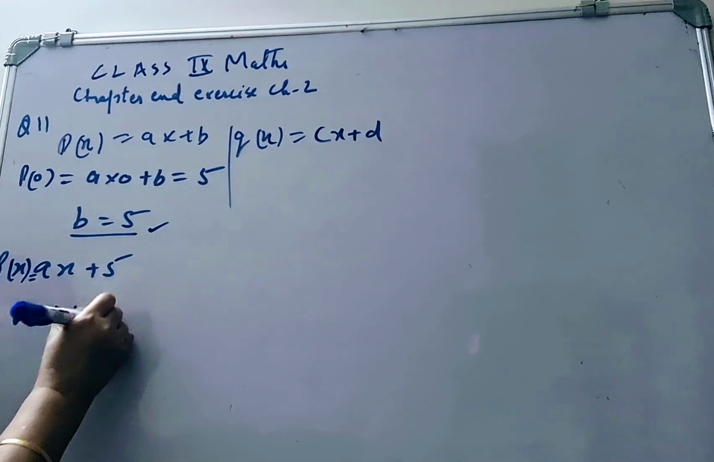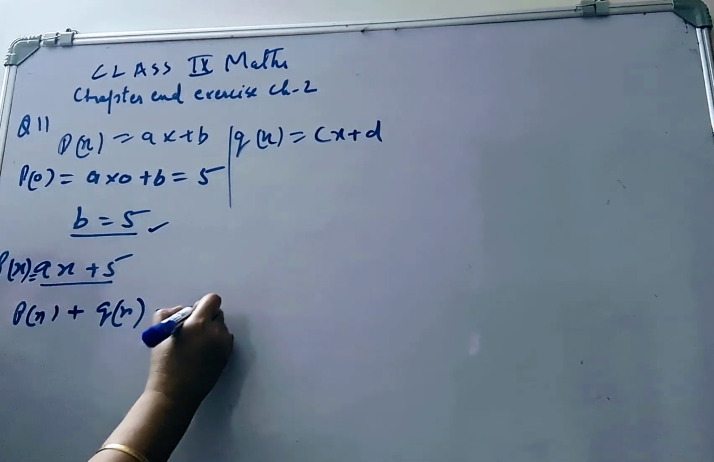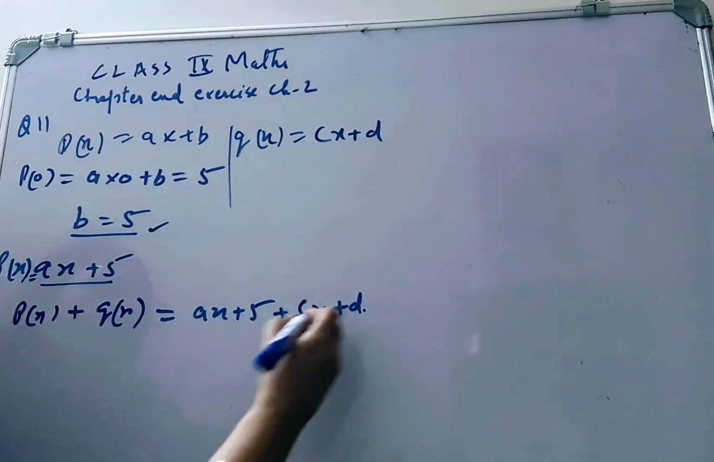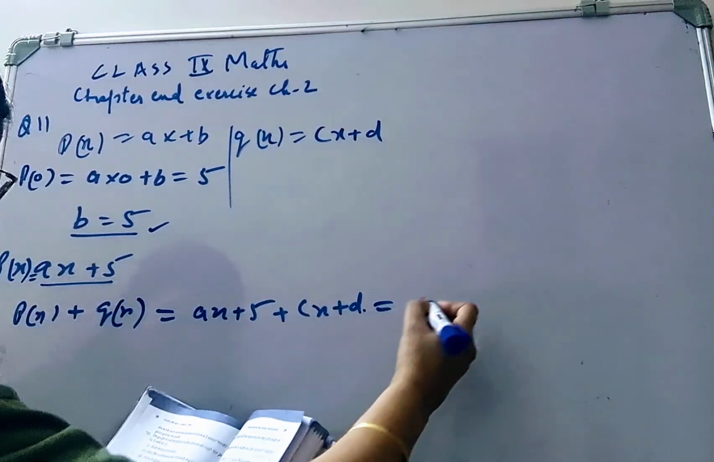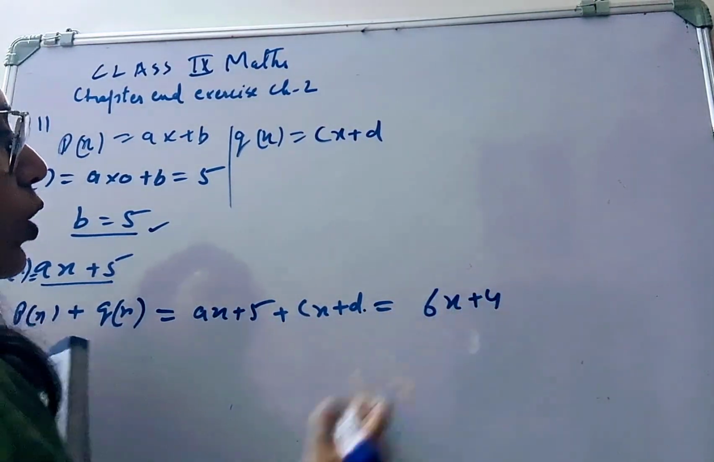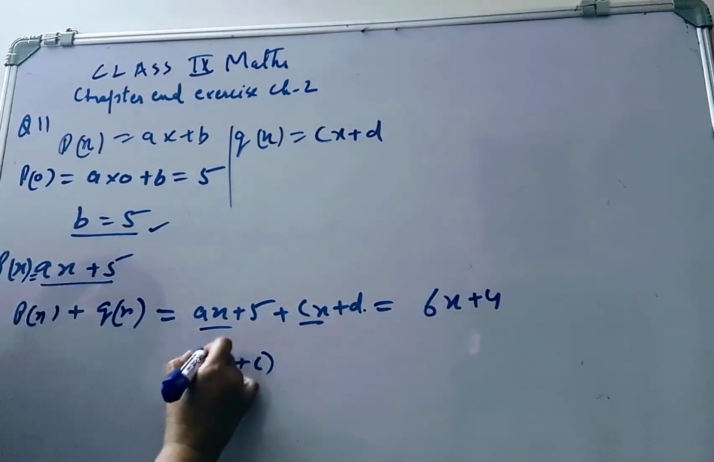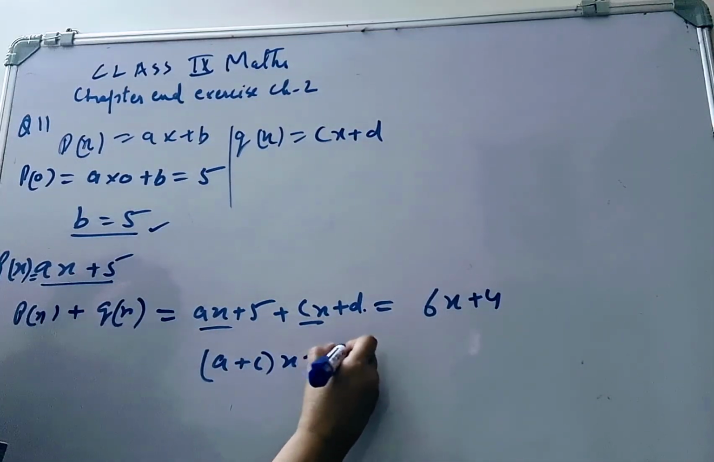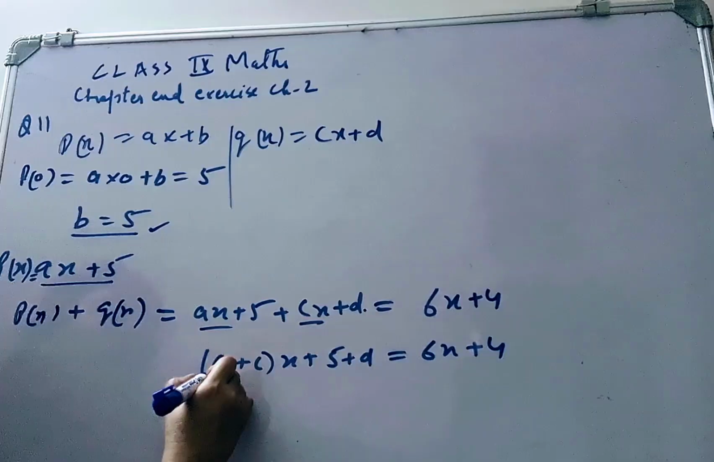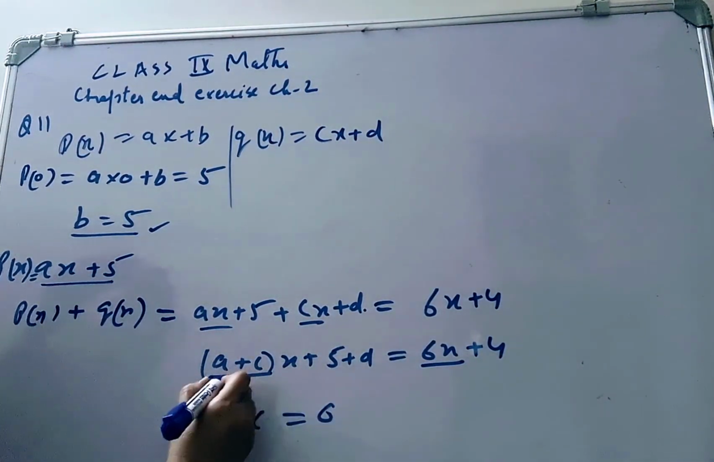P(x) plus Q(x). Now we will write ax + 5 + cx + d is equal to 6x + 4. It is given in the question. So (a + c)x + 5 + d = 6x + 4. Now, a + c is equal to 6.